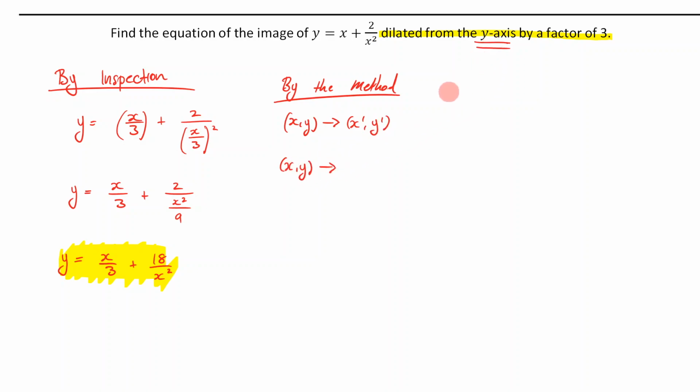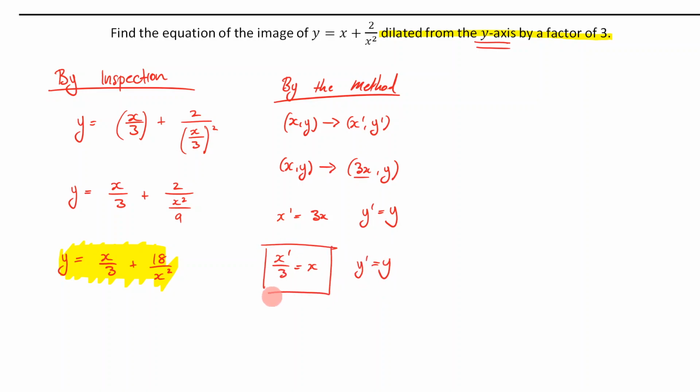I'm dilating from the y-axis, so that means my x value is going to be multiplied by 3. I then say, well, my x' is equal to 3x, so I set this equal to that, and then my y' is equal to y. Then I solve for x and y, so this is going to be x'/3 is equal to x, and over here, that's just still the same.